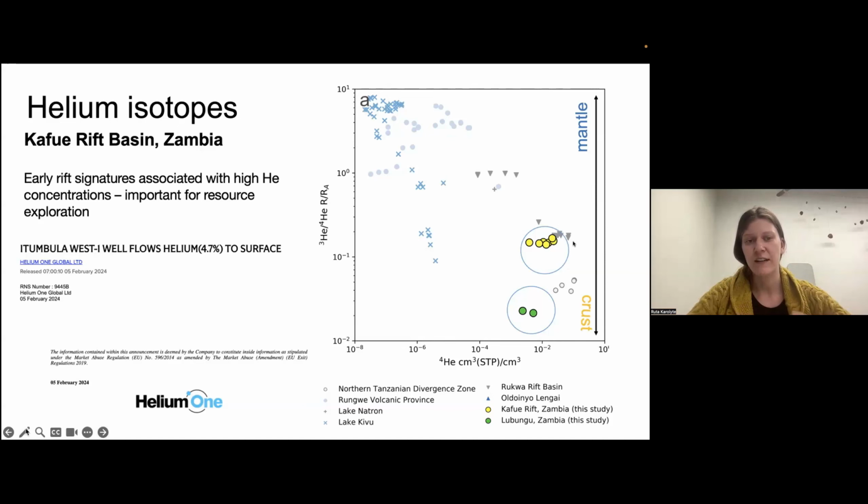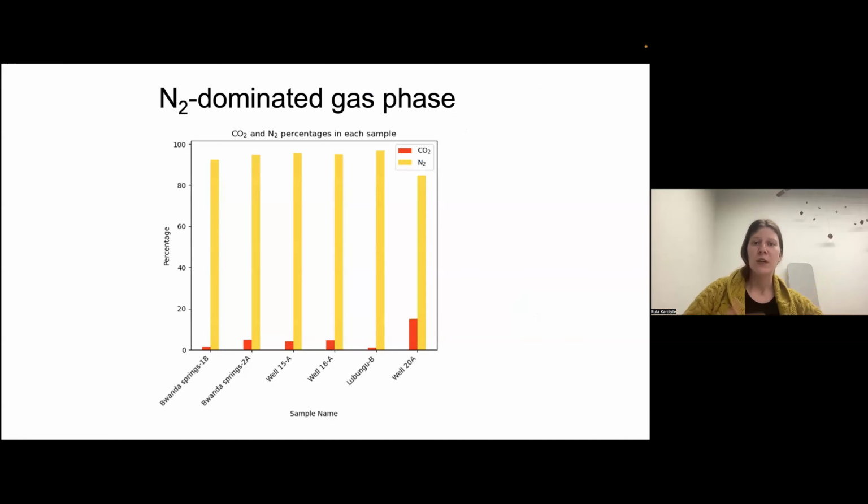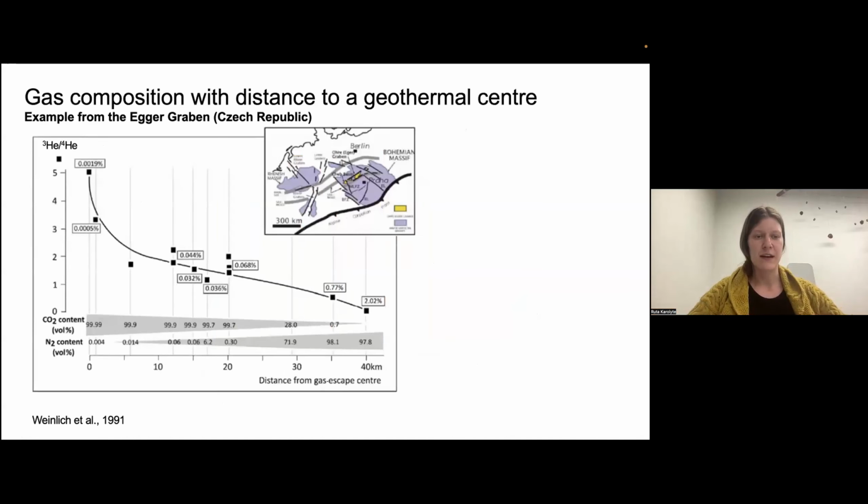So generally, these early rift environments are associated with really high helium concentrations relative to more developed rift environments. That is important for resource exploration, as a side note. When we look at the major gas composition of these fluids, all the fluids from the Kafue Rift are dominated by nitrogen and have a small CO2 component. And generally, that is, again, what we expect in this kind of early rift system. This is a similar example of a geothermal system from the Czech Republic.